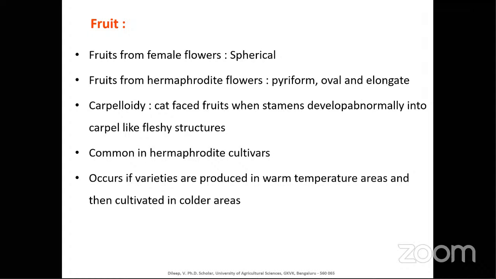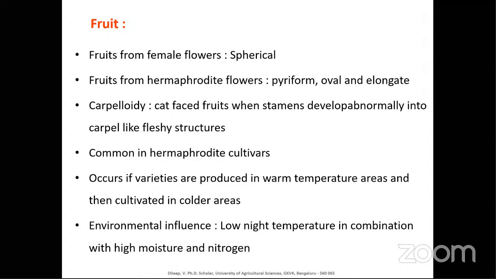That means if the variety is grown and seed production is done only in warmer places, but the seeds produced in the warm areas are planted in colder regions, this phenomenon will happen. And the environmental influence for this carpellody is low night temperature in combination with moisture and nitrogen, which may also favor carpellody.